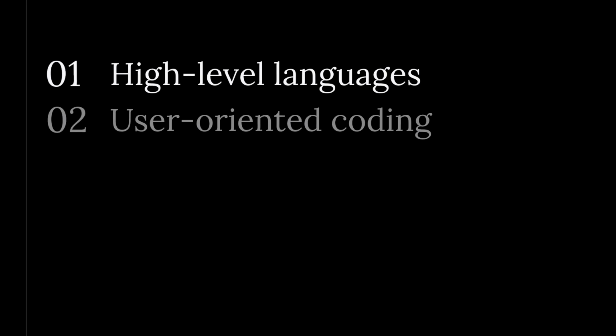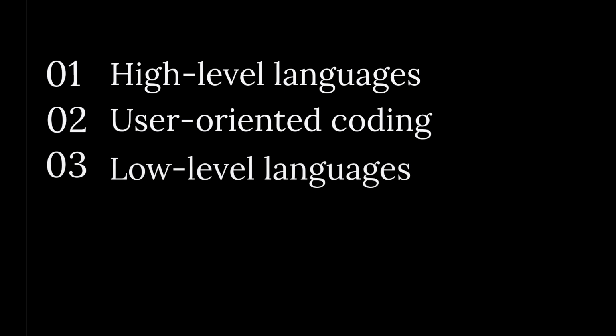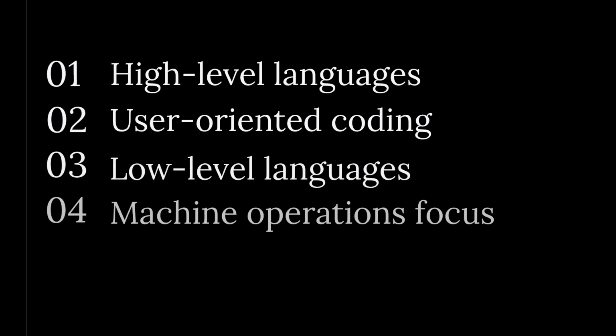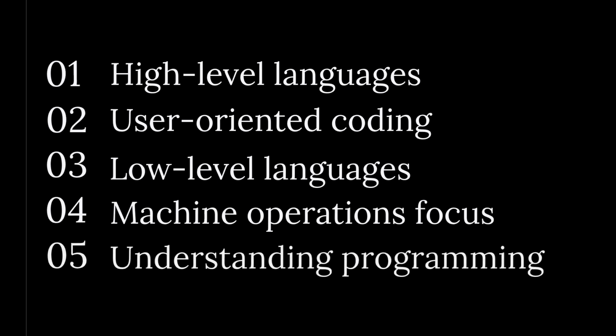High-level languages are user-oriented. They simplify the process of coding algorithms. Low-level languages are machine-oriented. They focus on machine operations required for tasks. This distinction is vital for understanding programming.